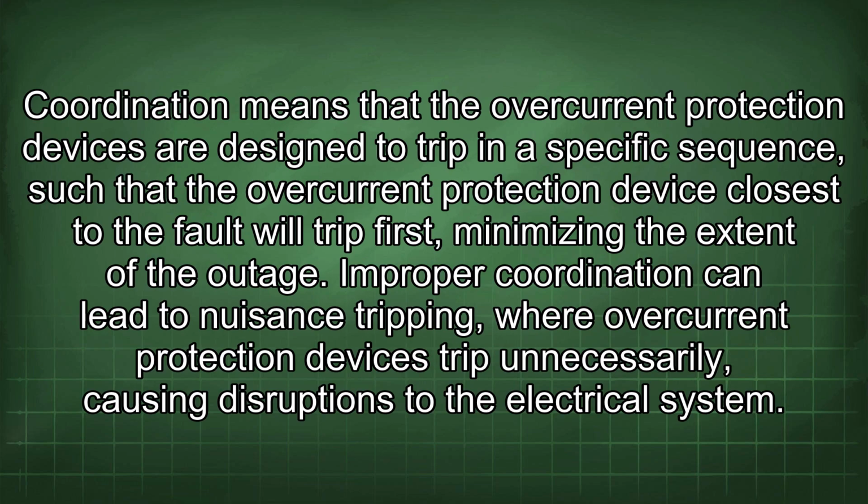Secondly, it's important to ensure that the overcurrent protection devices are properly coordinated. Coordination means that the overcurrent protection devices are designed to trip in a specific sequence such that the overcurrent protection device closest to the fault will trip first, minimizing the extent of the outage. Improper coordination can lead to nuisance tripping, where overcurrent protection devices trip unnecessarily, causing disruptions to the electrical system.